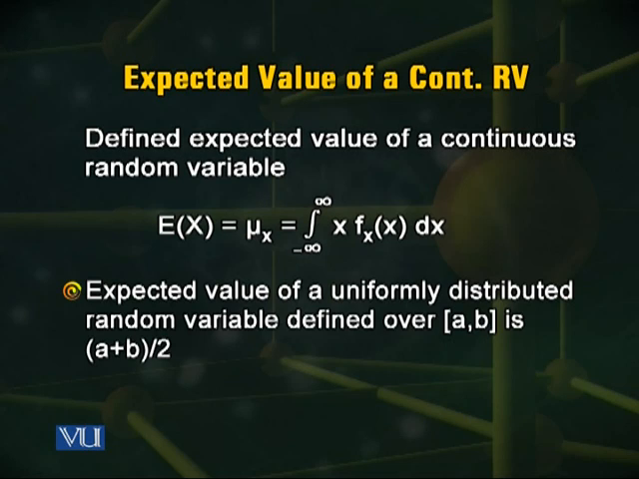So if A is 1 and B is 9, the midpoint is 5, 9 plus 1 divided by 2. So if your uniformly distributed random variable is defined from 1 to 9, you can pivot this at 5 and the rod will balance itself nicely, assuming that the rod itself has no weight. It's the weight of this PDF that causes the tilt.